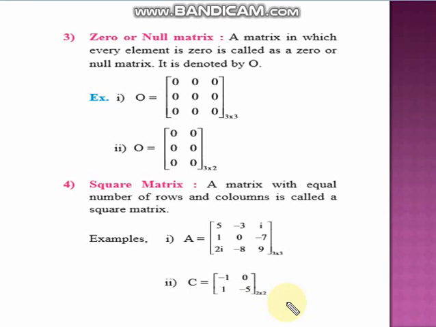Next type is a zero matrix or null matrix. A matrix in which every element is 0 is known as a zero matrix or null matrix. It is denoted by 0. This is a zero matrix of order 3 by 3. This is a zero matrix of order 3 by 2, 3 rows and 2 columns. Now square matrix. A matrix with an equal number of rows and columns is called a square matrix. That means a matrix in which the number of rows is equal to the number of columns is known as a square matrix. This is a 3 by 3 matrix because there are 3 rows, 3 columns. This is a 2 by 2 matrix because there are 2 rows and 2 columns. So these two are square matrices.